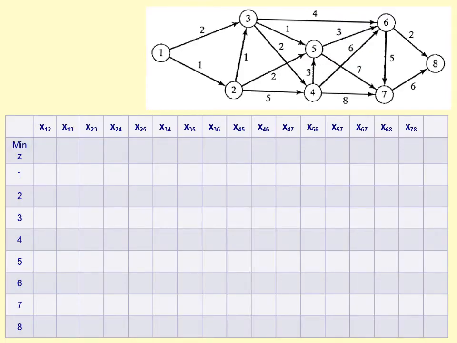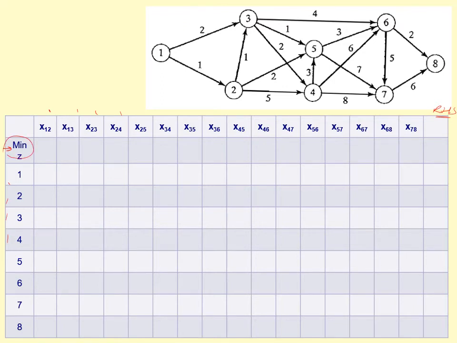Okay, so in our formulation, we will have a row for the objective function and for all the constraints, for all the nodes, and we will have a column for all the arcs, and we will have a column for the right-hand side. Okay, so first let's write the objective function.